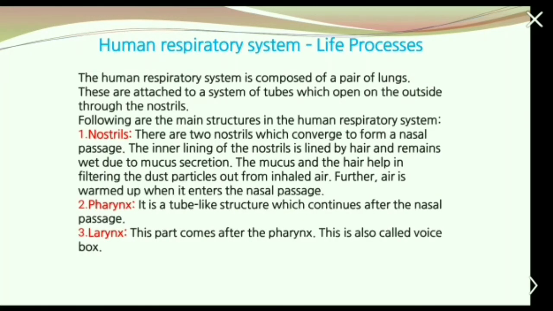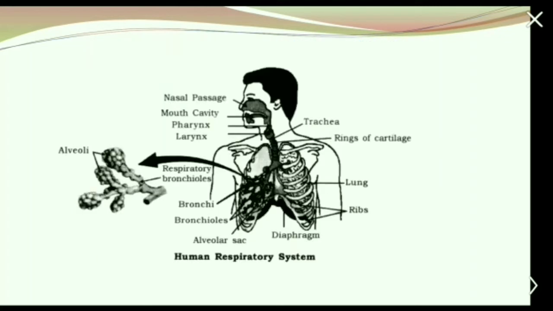Coming to the human respiratory system. The human respiratory system is composed of a pair of lungs. These are attached to a system of tubes which open on the outside through the nostrils. Following are the main structures in the human respiratory system. In the nasal passage, we'll have nostrils, then we have pharynx, larynx, trachea, bronchi, bronchioles, and the alveoli as a part of the human respiratory system.